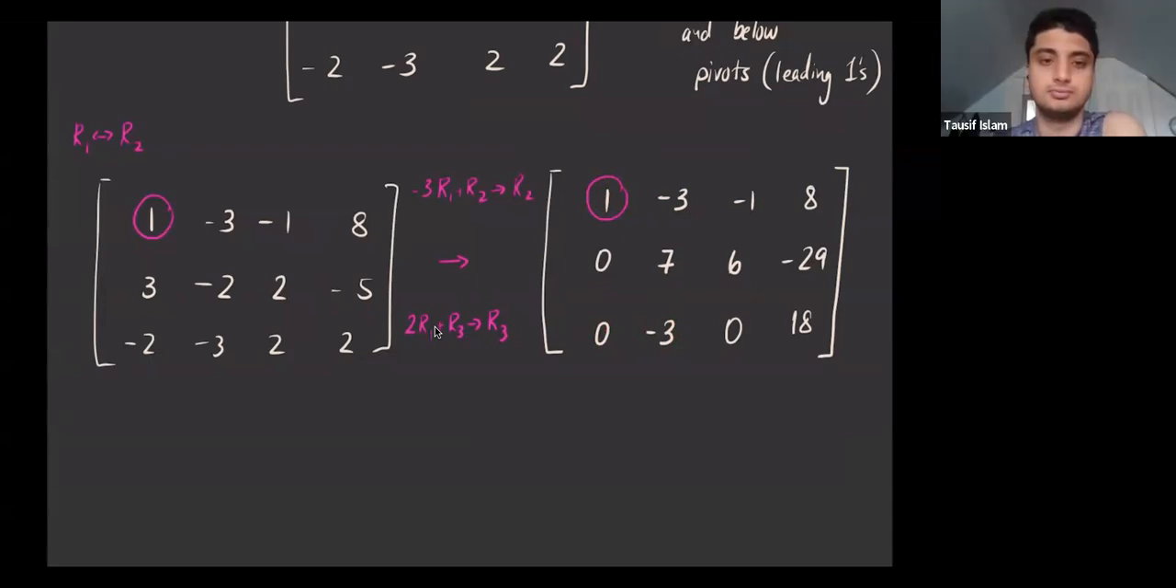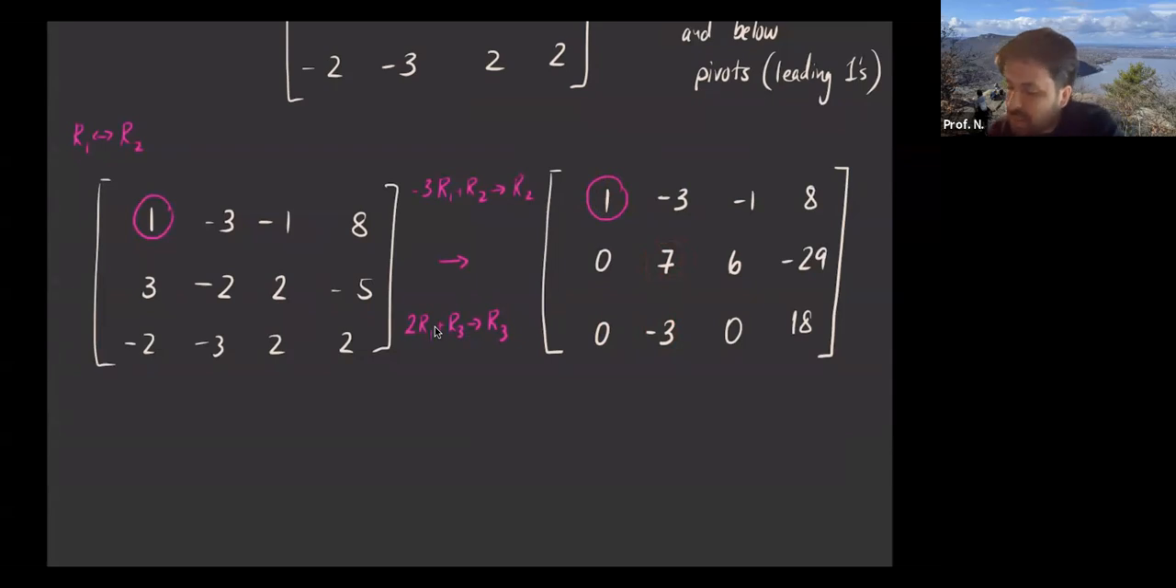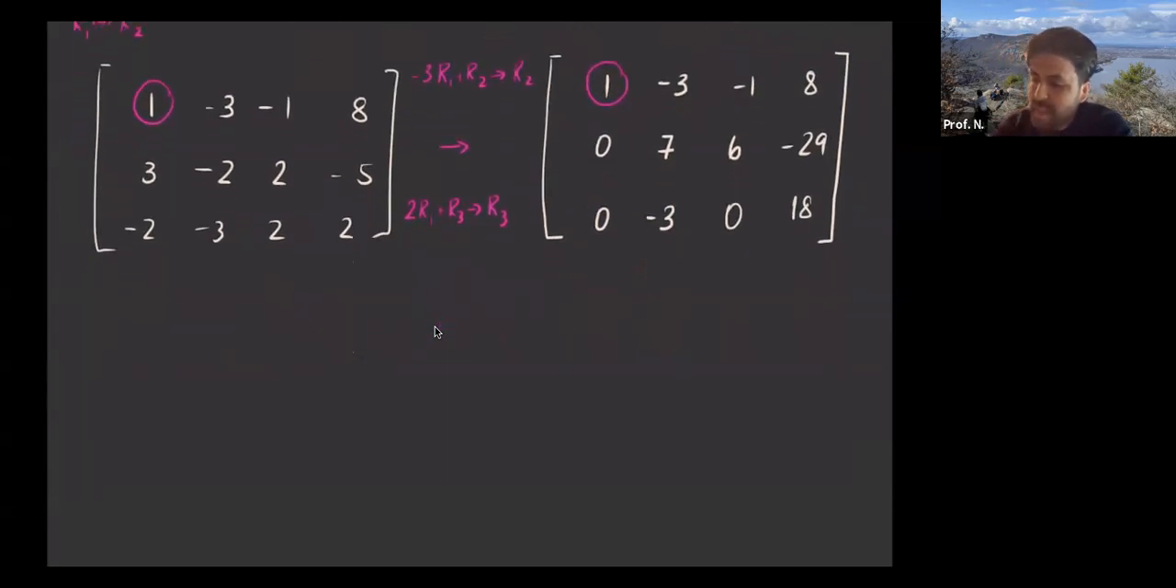So from here, I can either switch the rows, but it's not so pretty here because the 3 and the 7 are not multiples of one another. So there's going to be some kind of fractions involved in this one here.